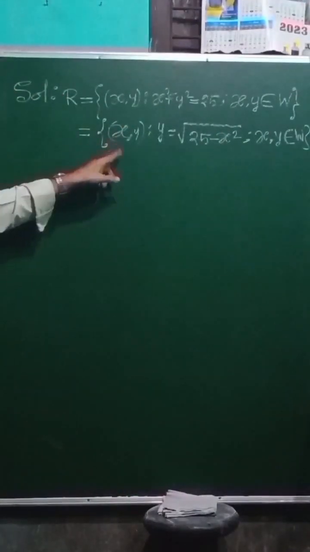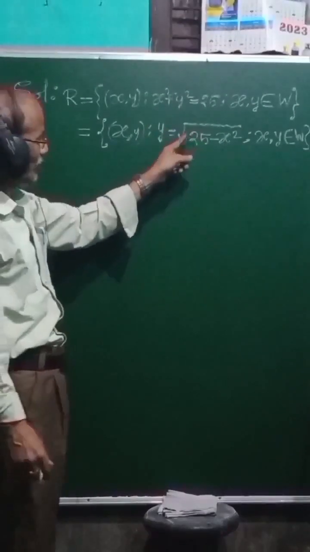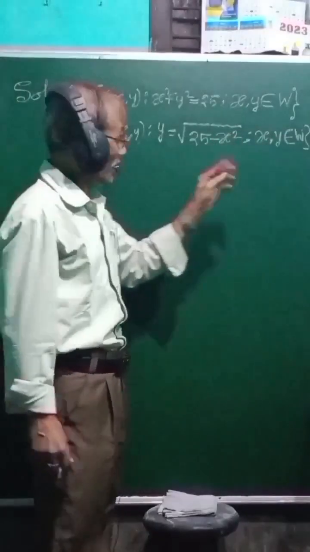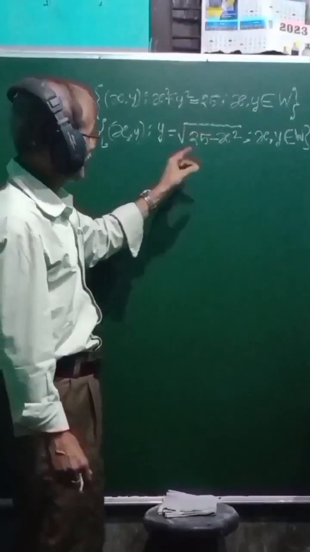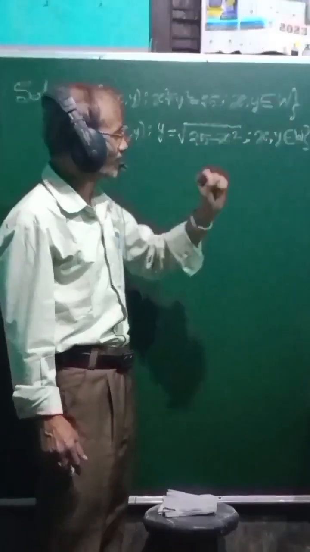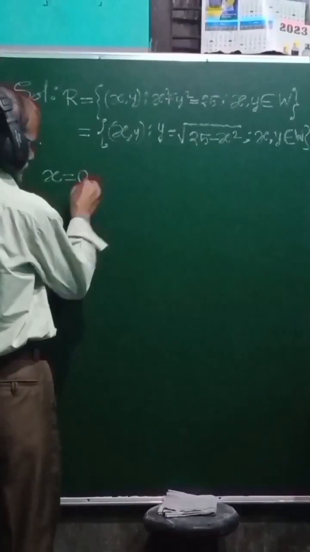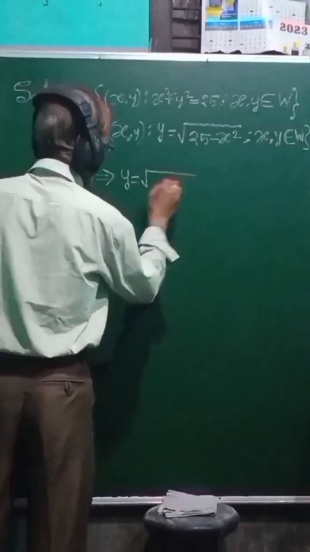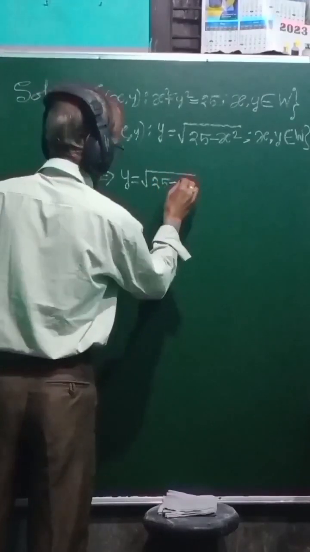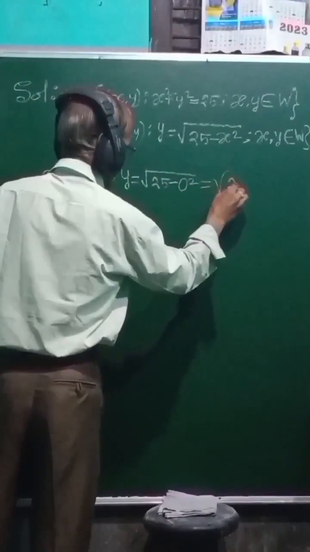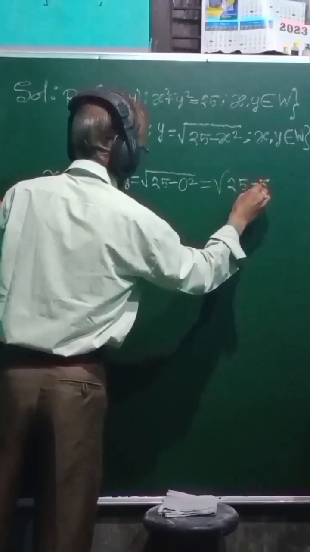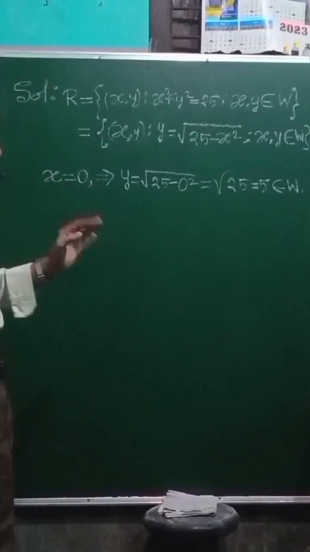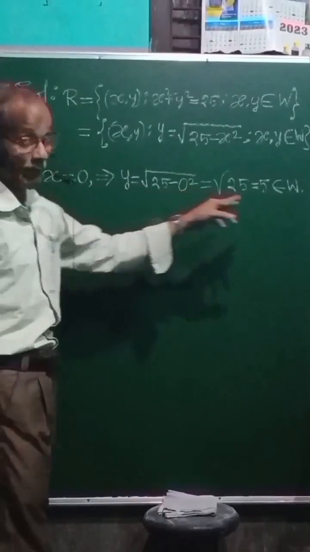R = {(x, y) such that y = ±√(25 − x²), where x, y belong to W}. But see that I am taking plus only, because the condition is that x and y both must come from that set. Okay, now we can start. x = 0 implies y = √(25 − 0²) = √25 = 5, which belongs to W. Similarly, you put x = 1, 2, 3, 4, 5, 6, etc. and go on to see the corresponding elements.